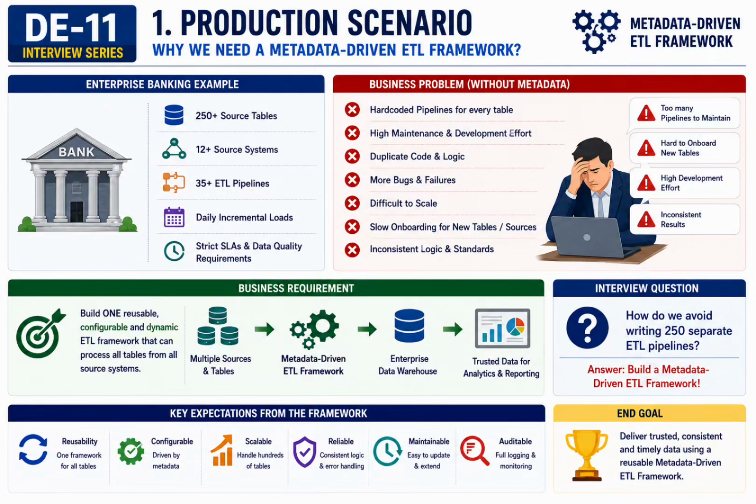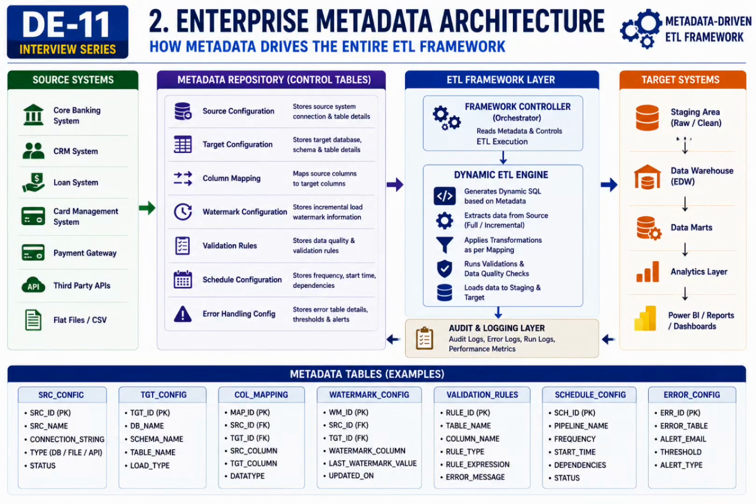Now let's see how this architecture works. Everything starts with multiple source systems such as core banking, CRM, loans, payment systems, APIs, and flat files. Instead of embedding configuration inside the ETL code, we maintain centralized metadata tables. For example, one table stores source configuration including connection strings and source table names. Another table stores target configuration defining where the data should be loaded.